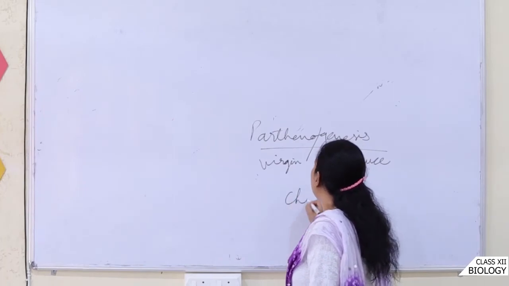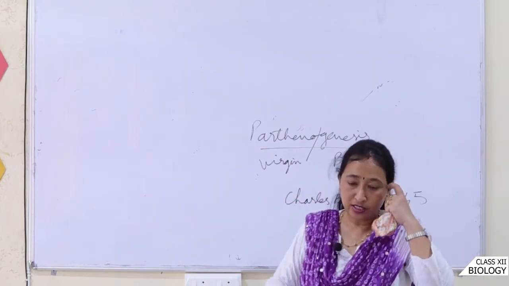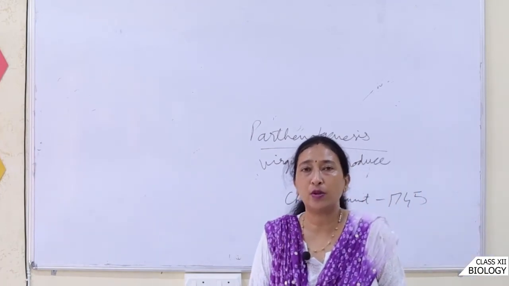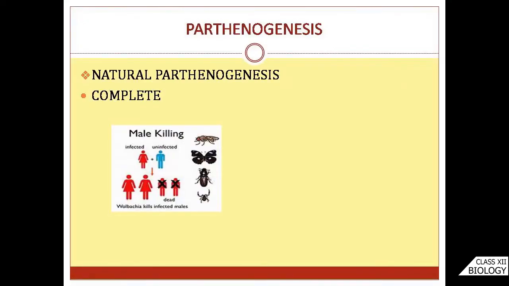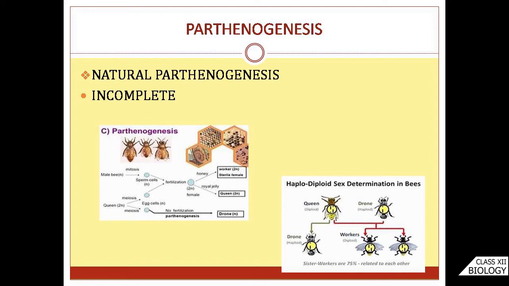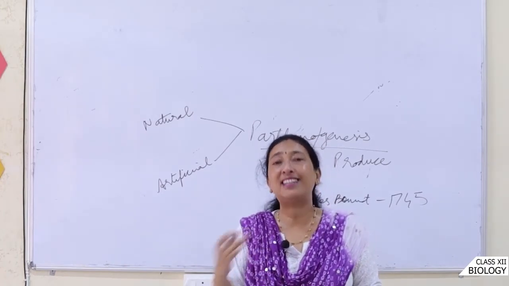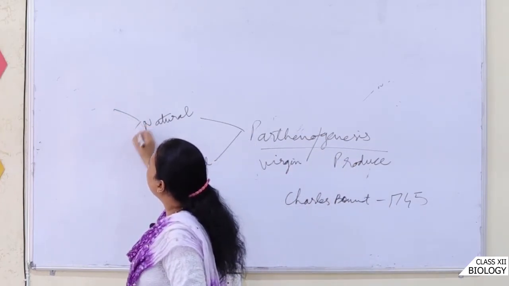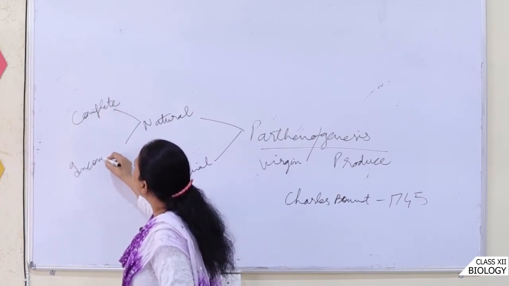The term was given by Charles Bonnet in the year 1745. According to Charles Bonnet, parthenogenesis is divided into two types: natural parthenogenesis and artificial parthenogenesis. Natural parthenogenesis occurs repeatedly in the life cycle of the organism, again and again. Natural parthenogenesis is further divided into complete parthenogenesis and incomplete parthenogenesis.